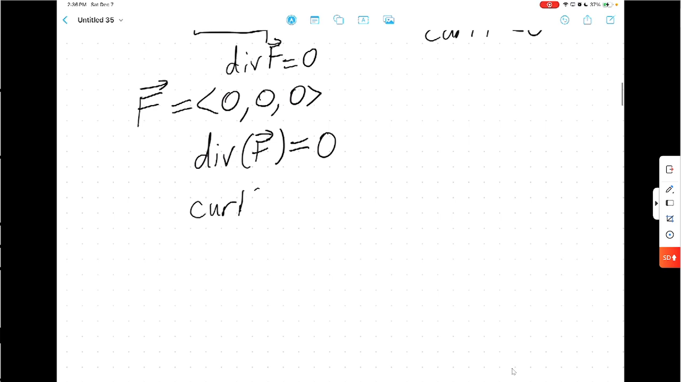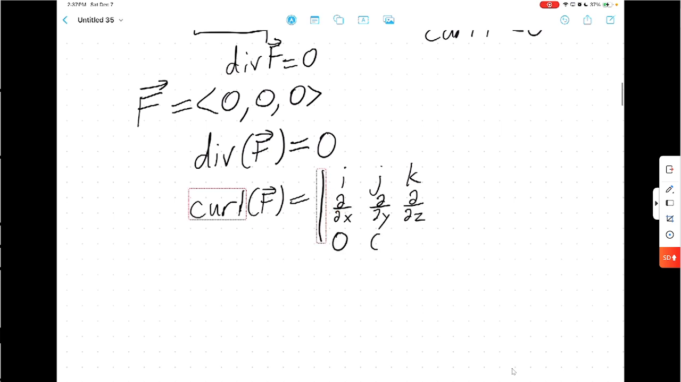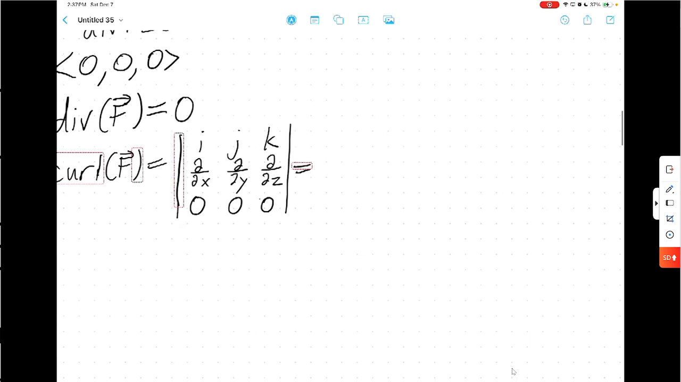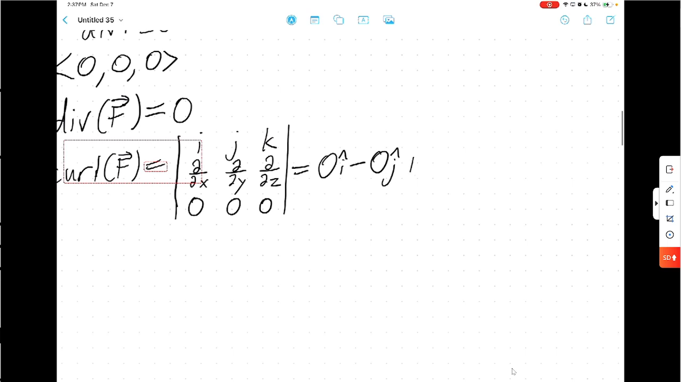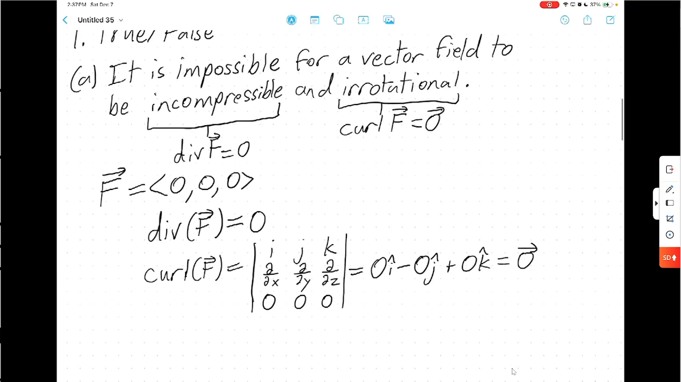And if I computed the curl of f, with i, j, k, partial x, partial y, partial z, and 0, 0, 0, we have 0 minus 0, 0i minus 0j, 0 minus 0, plus 0k, which is equal to the 0 vector. So we have found a vector field that is incompressible and irrotational.